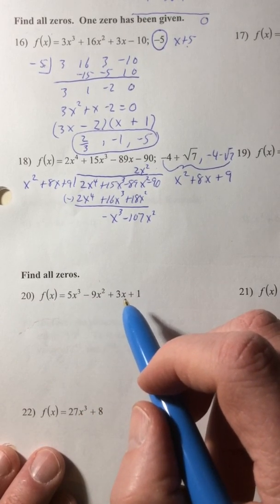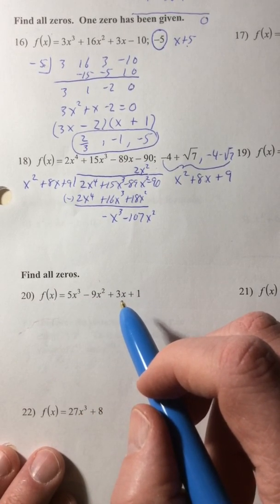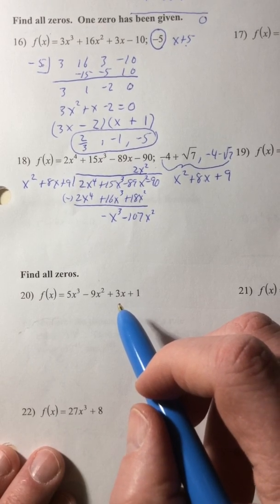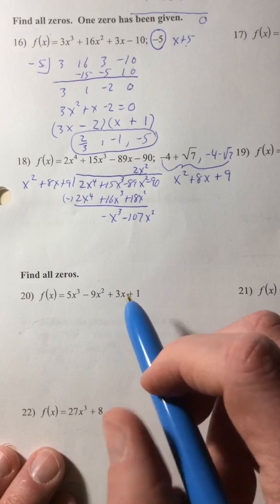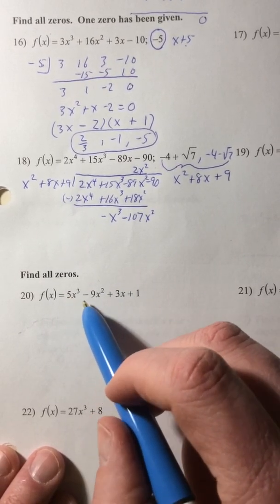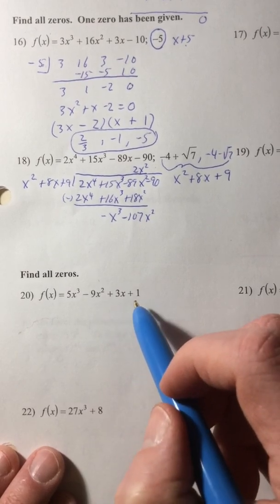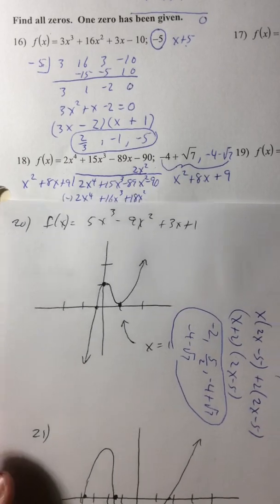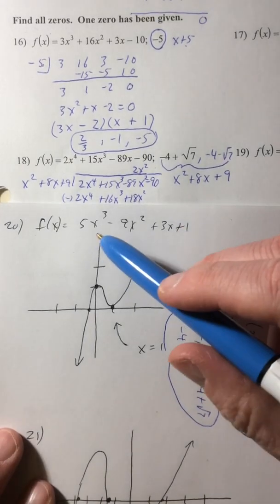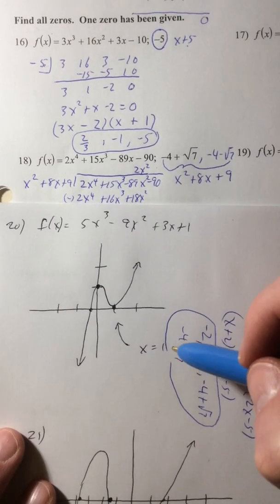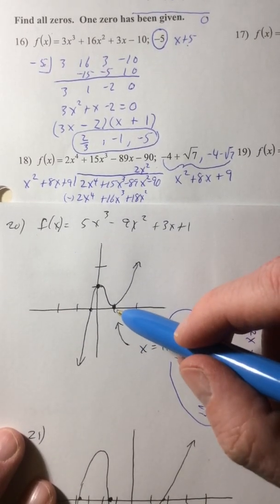All you need to do is look at where the graph hits the x-axis, and you will have your zeros. So what we need to do then is graph in your graphing calculators 5x cubed minus 9x squared plus 3x plus 1, and very conveniently the graph of that is right here. 5x cubed minus 9x squared plus 3x plus 1. I graph this, and I find out that we have a nice 0.